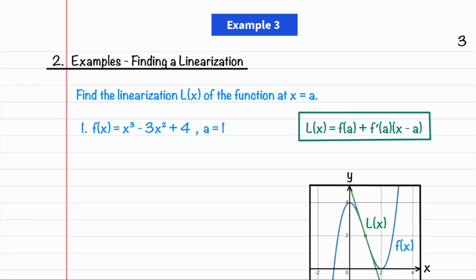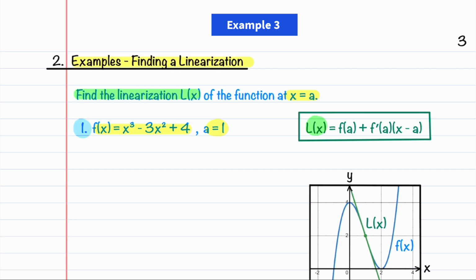We're now going to walk through two examples where we are going to find a linearization. We want to find the linearization L of x of the function at the point x is equal to a. The first function that we are going to be finding the linearization of is f of x is equal to x cubed minus 3x squared plus 4, and we are going to be finding that linearization at the point a is equal to 1. I've written down the formula for the linearization L of x, and it's f of a plus f prime of a times x minus a.